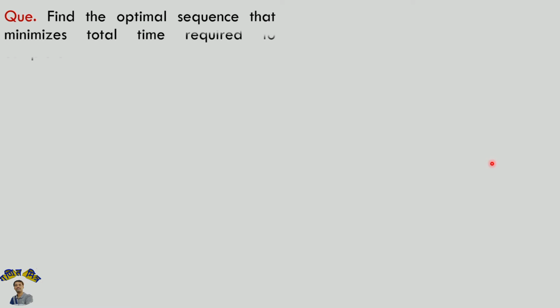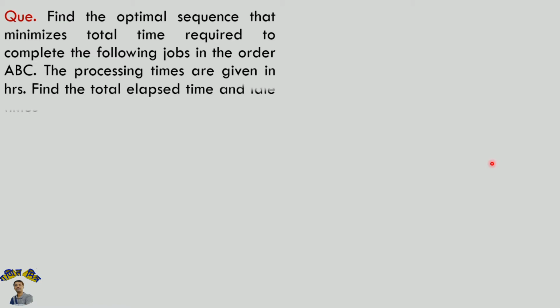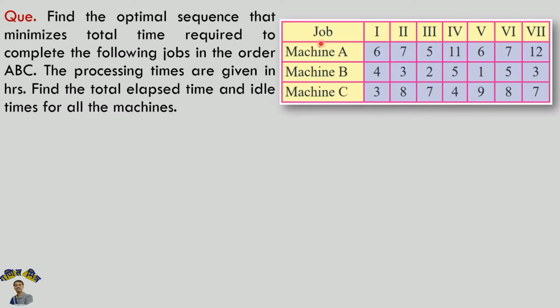Find the optimal sequence that minimizes the total time required to complete the following jobs in order A, B, C. The processing times are given in hours. Find the total elapsed time and idle time for all machines. See, there are total 7 jobs and there are 3 machines A, B, C, and these are the times required for each machine for each job. Initially, we will check the condition.